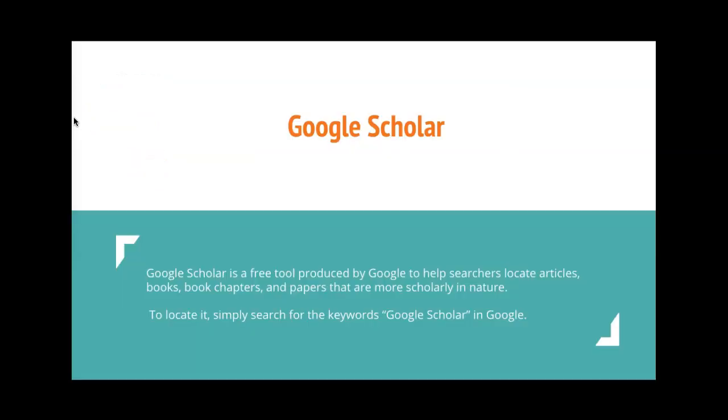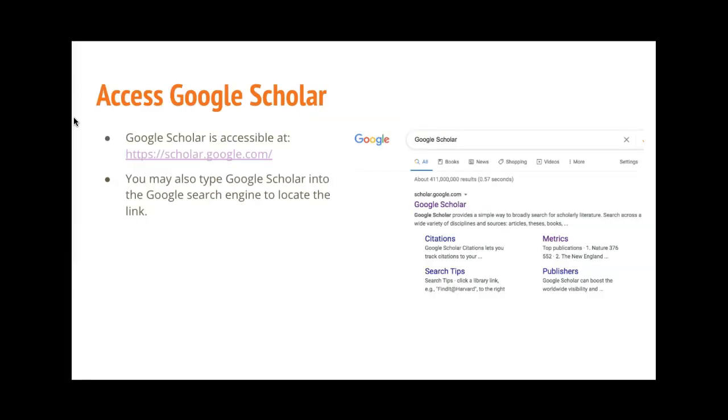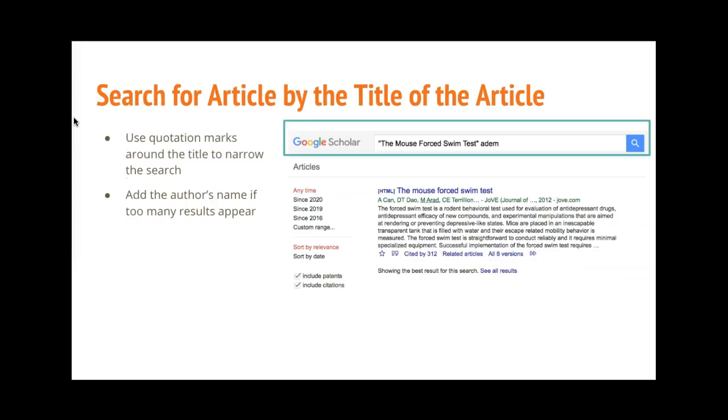The next database we're going to look at is Google Scholar. Google Scholar is another free tool that will help you locate scholarly works and who has cited those works since the work was originally published. To access Google Scholar, you just simply type in the name Google Scholar to your favorite search engine, and you should locate it in the results.